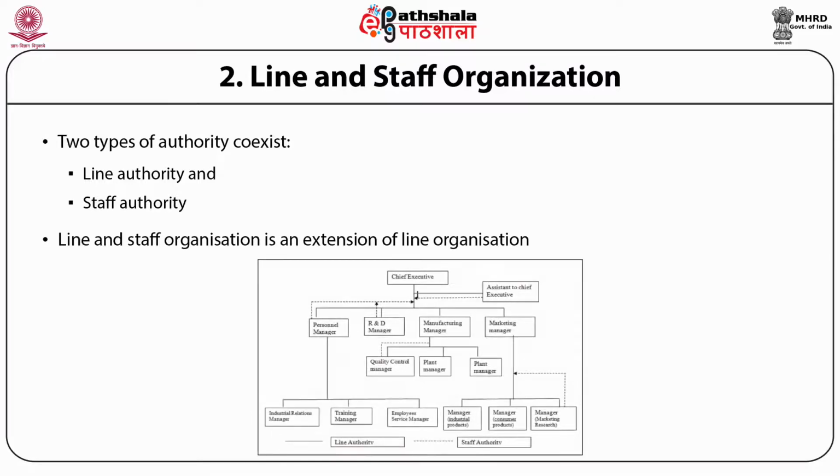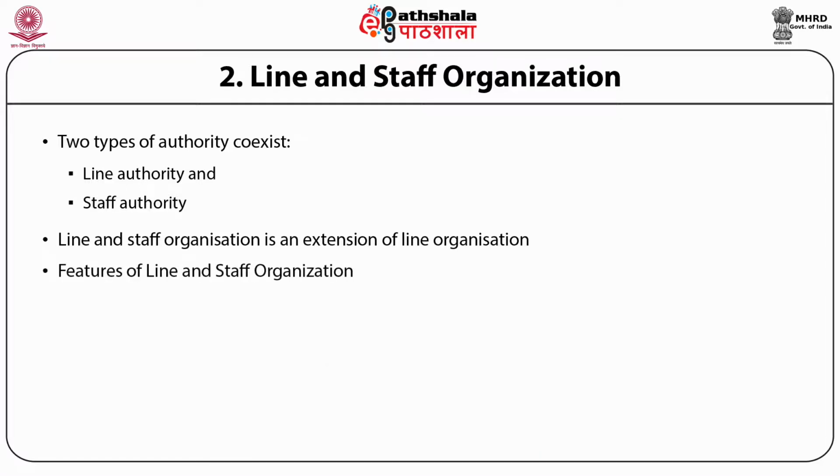Figure 5 below depicts the line and staff organization structure. Staff authority has been depicted by dotted lines. For example, we can see that the assistant to chief executive is a staff official. Line and staff organization structure is suitable for medium and large size organizations.